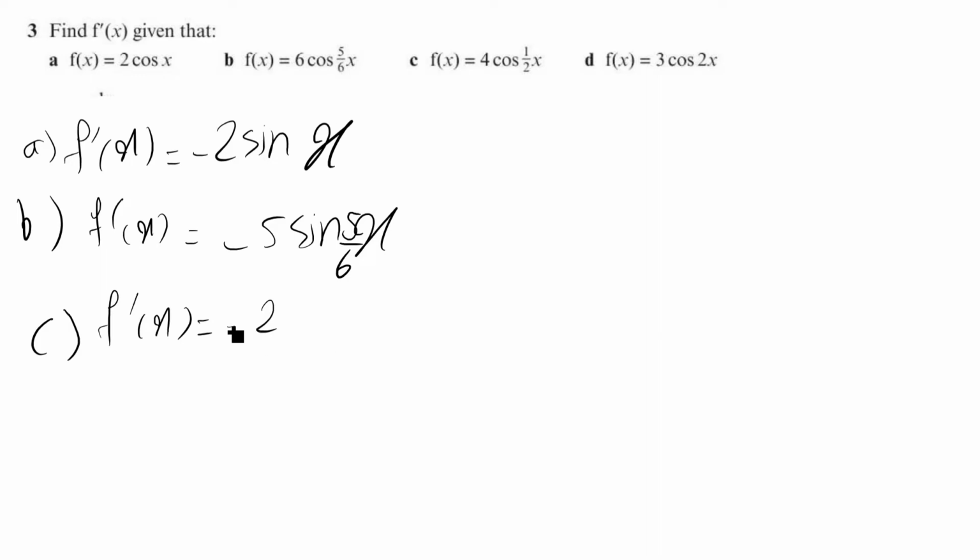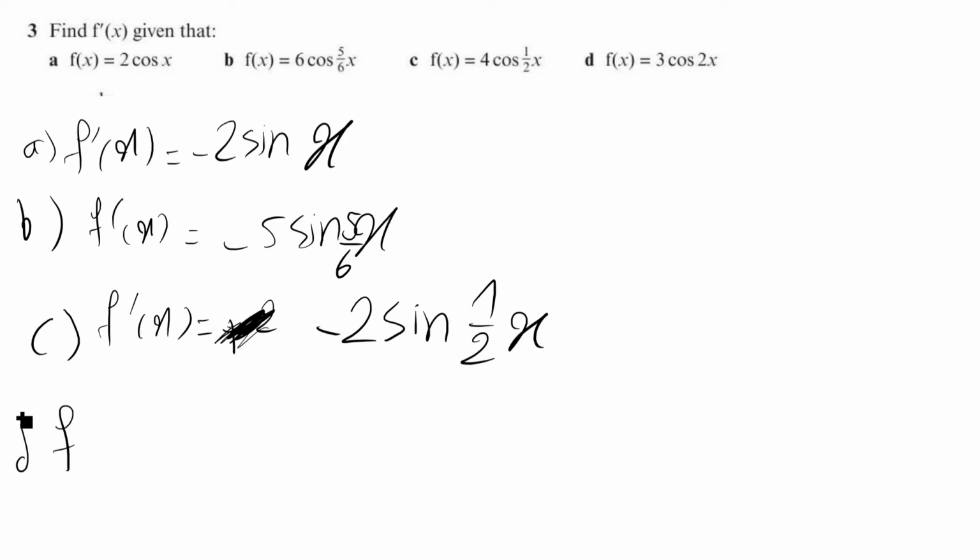So for part C, the answer is plus. Sorry, it's messed up. Here is going to be minus 2 sine half x, and for D, f dash x equals minus 6 sine 2x. I was a bit confused because when I was halfway through doing part C, I corrected part B and I kind of forgot that here should have been negative.